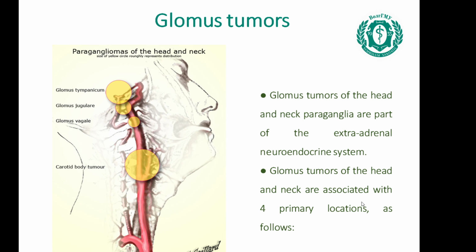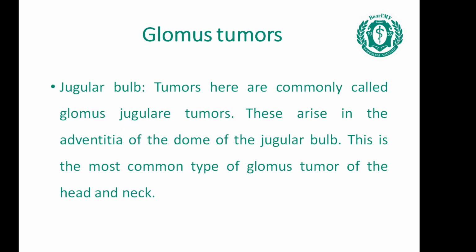Glomus tumors of the head and neck paraganglia are part of the extraadrenal neuroendocrine system. And glomus tumors of the head and neck are associated with 4 primary locations as follows. Look at this picture and remember those 4 primary locations. First one, jugular bulb. The tumors here are commonly called glomus jugulare tumors. These arise in the adventitia of the dome of the jugular bulb. This is the most common type of glomus tumor of the head and neck.